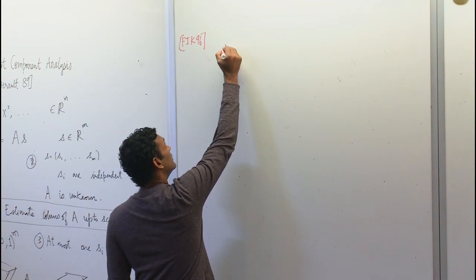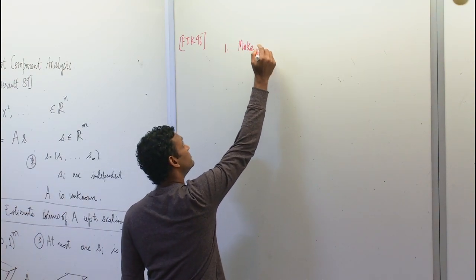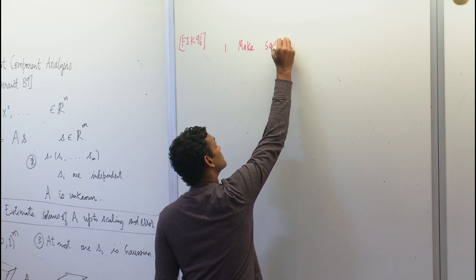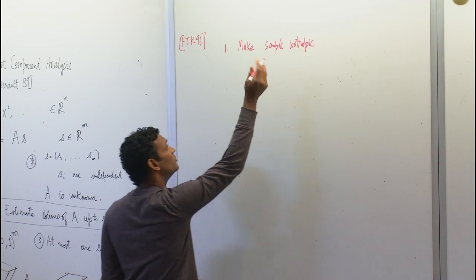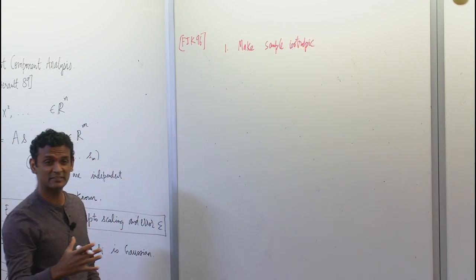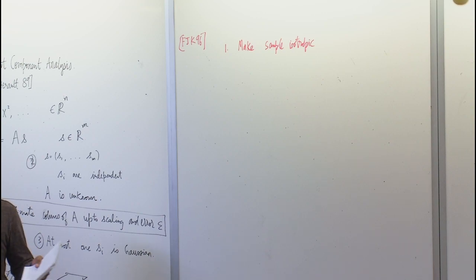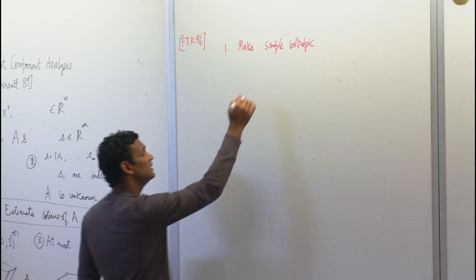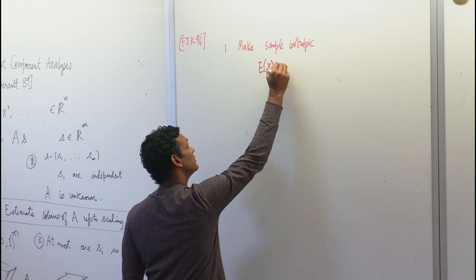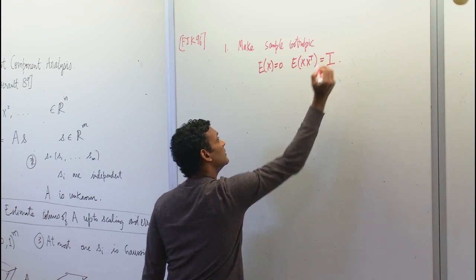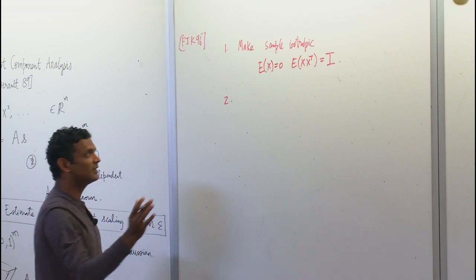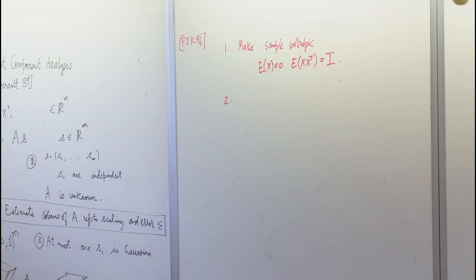Step 1, make your sample isotropic. That just means that you compute the mean and the covariance matrix of the sample, and then you apply a linear transformation so that these become 0 and the identity. So after this step, the expectation of x is 0, and the expectation of xx transpose is the identity. And of course, at this point, it's completely clear that PCA is useless, because the eigenbasis is any basis.